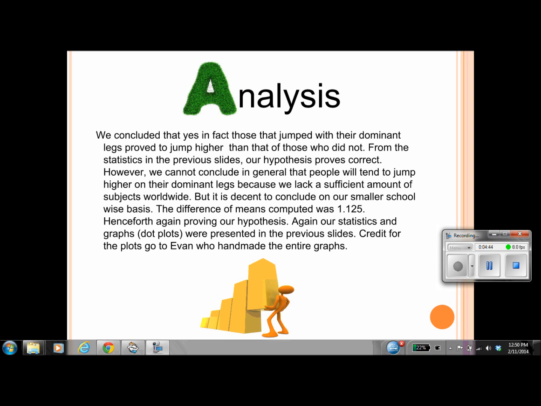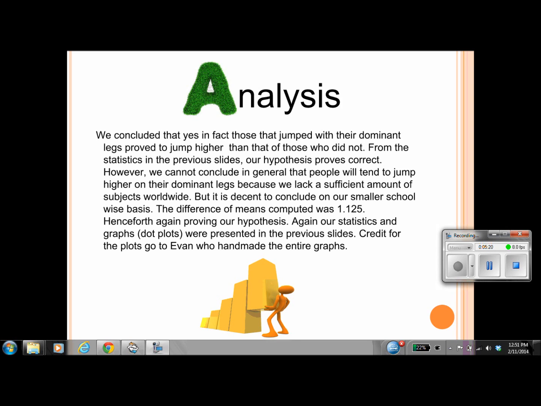However, we cannot conclude in general that people would tend to jump higher on their dominant legs because we lack a sufficient amount of subjects worldwide. But it is decent to conclude on our smaller school-wide basis. The difference of means computed was 1.125. Hence, again proving our hypothesis, our statistics and graphs, dot plots, were presented in the previous slides. Credits for the dot plots go to Ethan, who handmade the entire graphs.